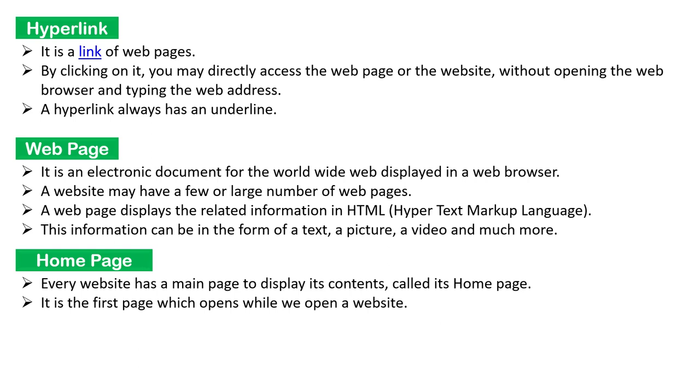So for the World Wide Web, we create web pages, a single web page that is displayed in a web browser. Now multiple web pages combined together create a website. So a website may have a few or a large number of web pages. A single page created using HTML, CSS and JavaScript is called a web page, and multiple web pages are combined together through hyperlinks, that is called a website.